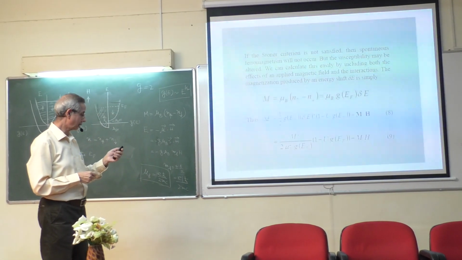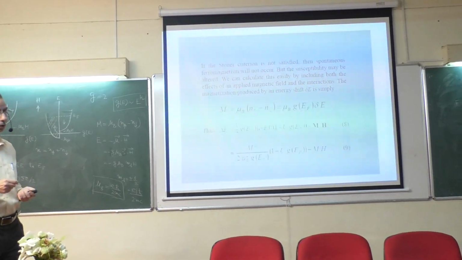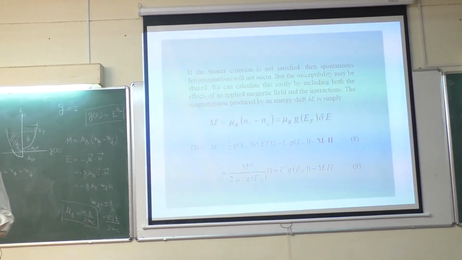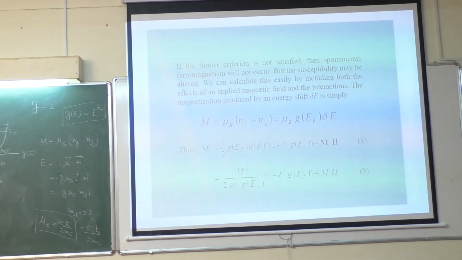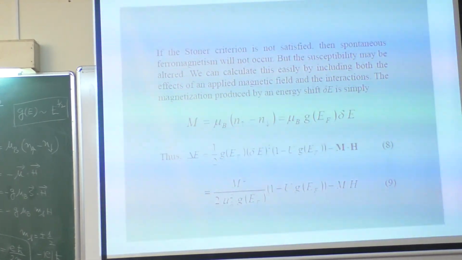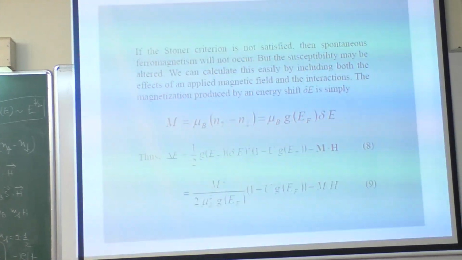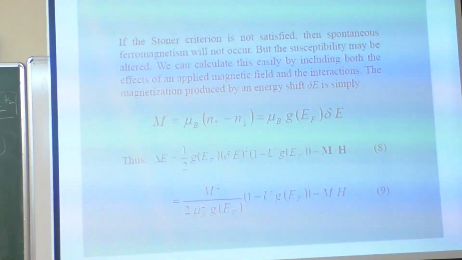Then you can see yourself. Now, what we do is we try to calculate the susceptibility in that case, where the product of U and G(E_F) is close to unity but not greater than unity.